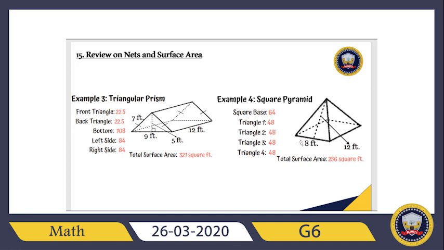What is the area of this? It's 1/2 times the base times the height. Here is the height, it's 12. So 1/2 times 8 times 12 is 48. The area for one triangle is 48. So all of the remaining triangles have the same area, 48, 48, and 48. Now, my total surface area of this square pyramid is just the sum, and it is 256 square feet.